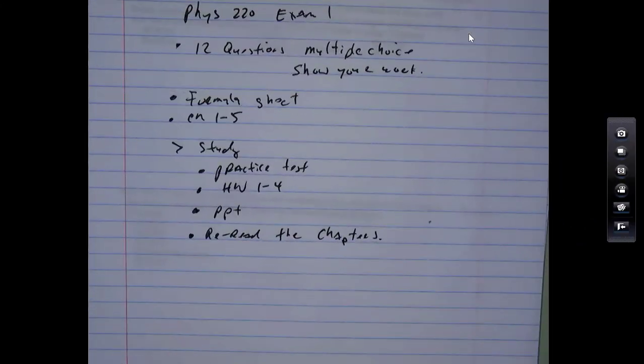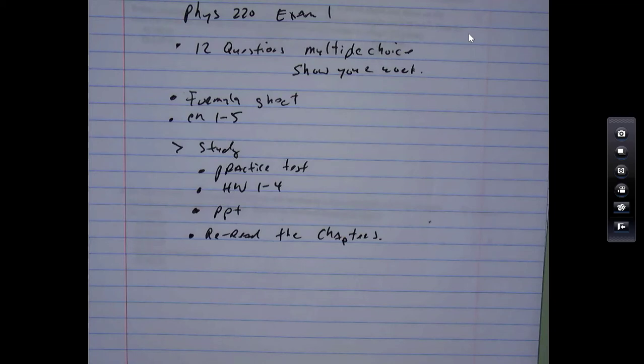Everybody, this is Dr. Bricker here with a review for Exam 1. So the exam will look a lot like the practice test that you have. There'll be 12 questions, multiple choice, but you have to show your work. If you show no work, you get 0 points, so you have to show your work. You can get partial credit that way.